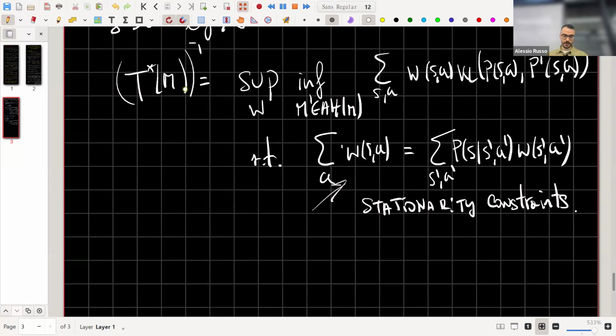So what the lower bound is telling us is that the exploration as delta goes to 0 will only be affected by how we explore at stationarity. What happens before doesn't matter so much. And this is a nice result. The problem is we only know what happens at stationarity. We don't know what happens before.